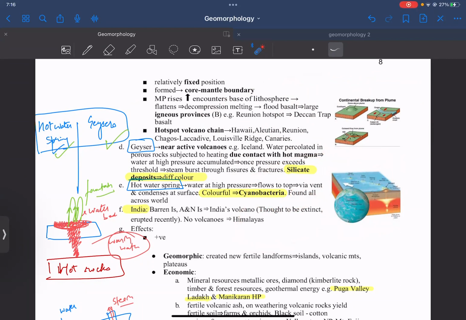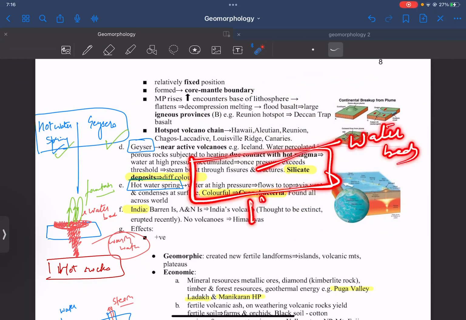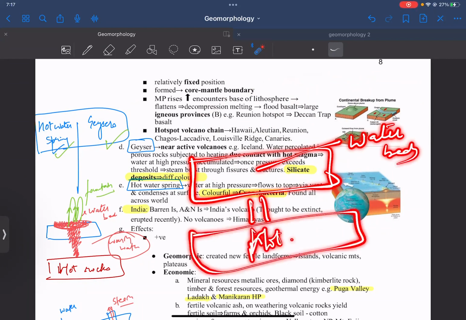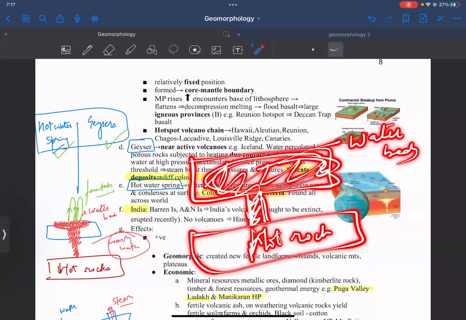So what are hot water springs and geysers? It is nothing but, if there's a water body, and suppose below we have hot rocks. So this water body will come in contact with the hot rocks. So their temperature will increase. So ultimately this whole water body's temperature will increase. These are known as hot water springs.